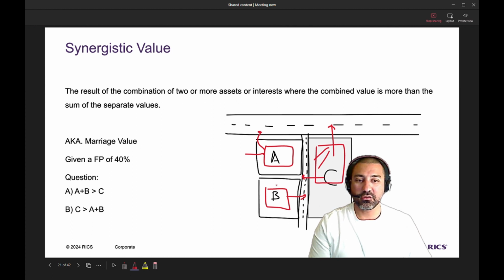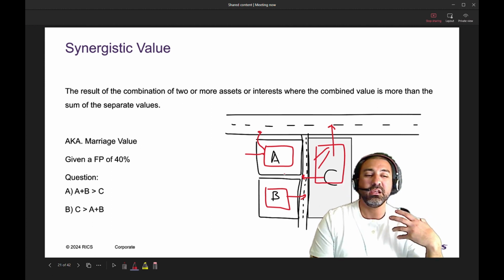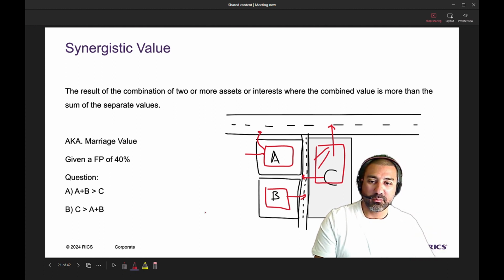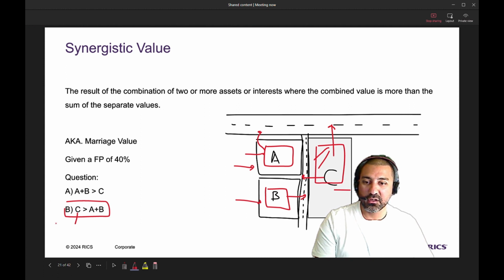What would be higher in value? A plus B or C? Sometimes in an example like this, it's actually C, which is exactly the same size. Let's say this is a 5,000 square meter plot, this is a 5,000, and this is a 10,000. That 10,000 square meters here is worth more than this 5,000 plus this 5,000. This is an example of synergistic value, right?